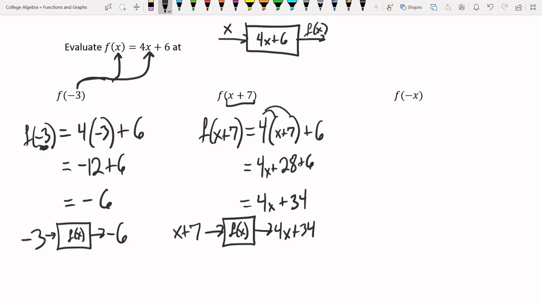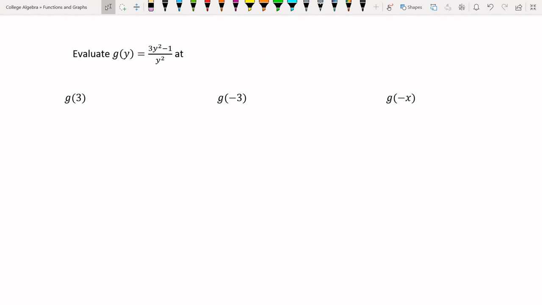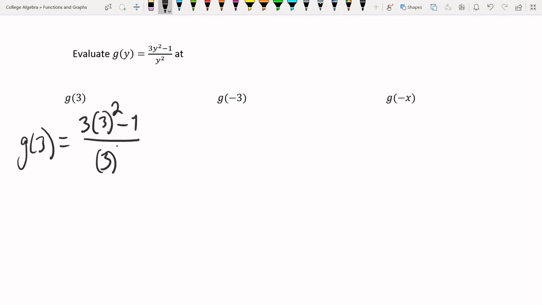Okay, here we're plugging in negative x. 4 times negative x plus 6. 4 times negative x is just negative 4x. And that's what we get there. All right, let's try a little bit more complex of a function. Plugging in 3 gives us 3 times y, which is 3 squared, minus 1 over y squared, which is 3 squared, right? The y's get plugged into both of the y spots, just like this y goes there and that y goes there. Now all we have to do is simplify.